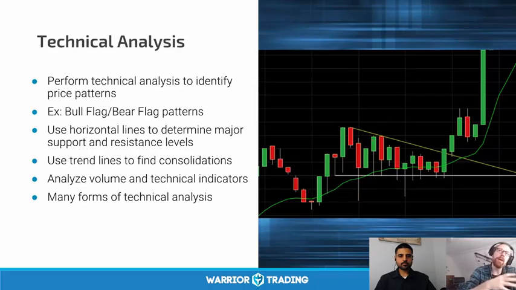So the way we use these is we look for indicators, and these are indicators that at this point are pretty much universally known to be indicators of potential breakouts. And so when we see an indicator of a potential breakout, we often buy either just before the breakout begins or just after.